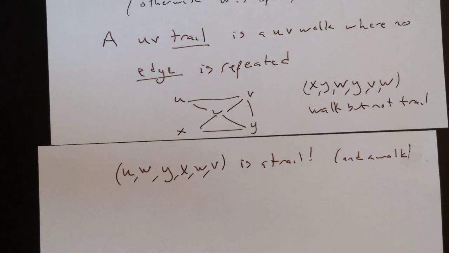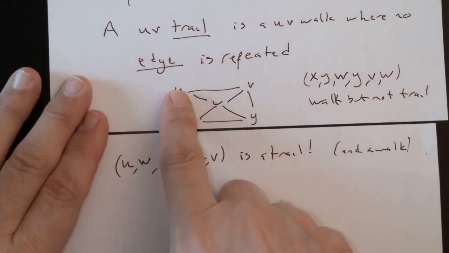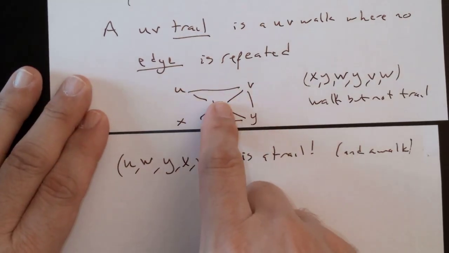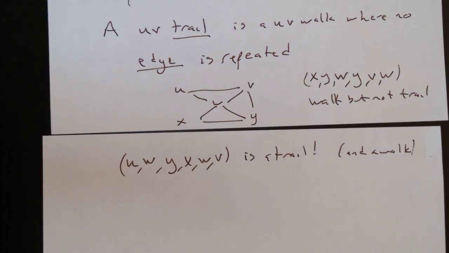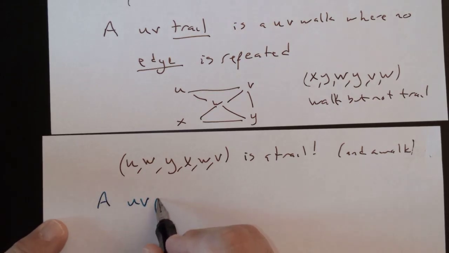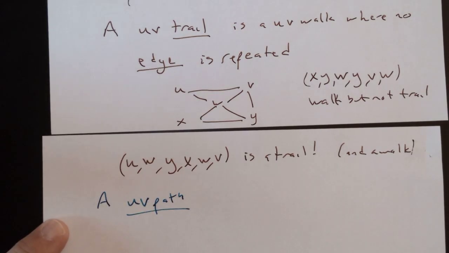But I still repeated, didn't I? I went through W twice. I didn't repeat an edge. I repeated a vertex. 1, 2, 3, 4, 5, but I hit W twice. Okay, so let's build a new category. A UV path is a walk that doesn't repeat any vertices.